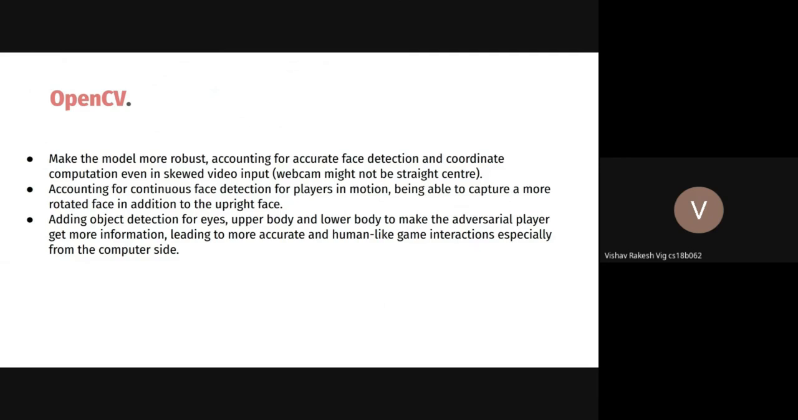Also, another aspect to add is a computer vision improvement for the input being a skewed image, right? In the sense that the webcam is not exactly in the center of the field, and we still need to be able to get the full range of motion, possibly. So that aspect may also need to be added. Another thing to add, which I personally think is a bit too difficult, but I still thought it would be interesting, is to add object detection, particularly for eyes, upper body, and lower body, and give this information to the adversarial player, so that even their actions are more human-like in some sense. It's actually a computer competing against you. I think that would definitely add up, but that's a difficult task to achieve as of now.